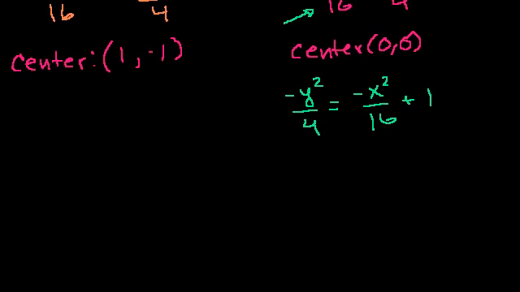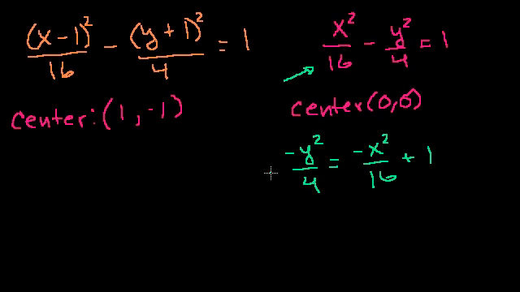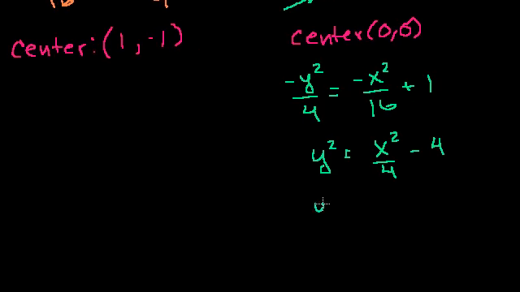I'm working on this hyperbola right here, not this one. And then I'm just going to shift it later. And then let's multiply both sides by minus 4, and you get y squared is equal to, the minus cancels out with that, and then 4 over 16 is 1/4, so x squared over 4 minus 4. And so y is equal to plus or minus the square root of x squared over 4 minus 4.